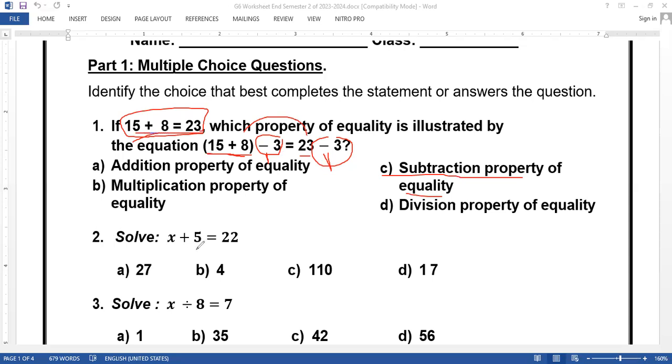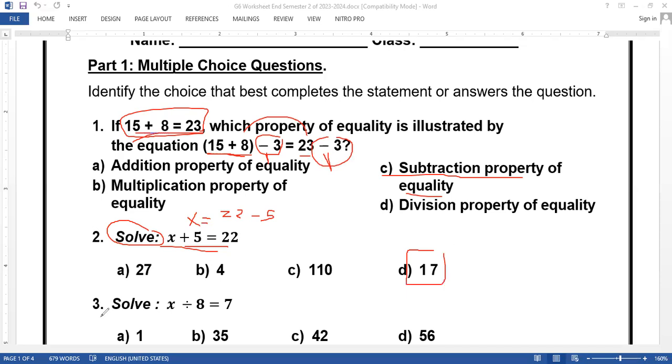Now question number 2. Solve x plus 5 equals 22. How do we solve any equation? We use the opposite operation. Because this is an addition equation, we directly subtract 5 from both sides. So x equals 22 minus 5. Why do I subtract? Because it's addition. How do we solve any equation? By the opposite operation, always. If it's addition, we subtract. If it's subtraction, we add. So x equals 22 minus 5 equals 17.